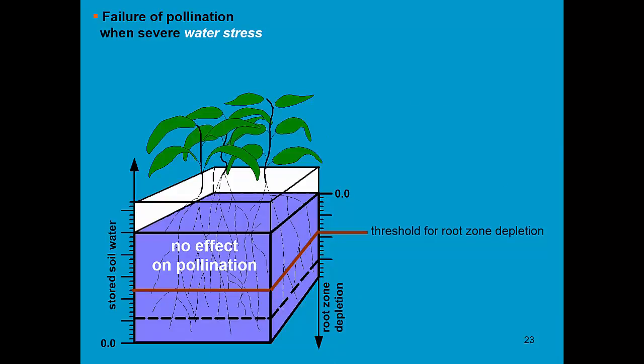So the failure of pollination will occur under severe water stress. So AquaCrop considers also a threshold which affects the pollination. If the water content drops below that threshold, we have failure of pollination. The threshold is a conservative crop parameter.